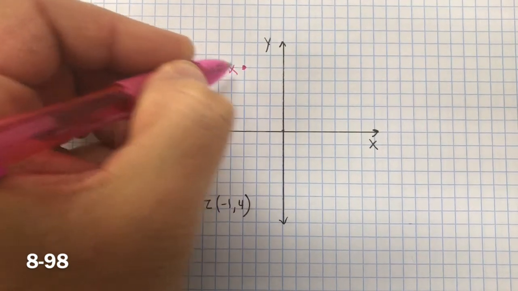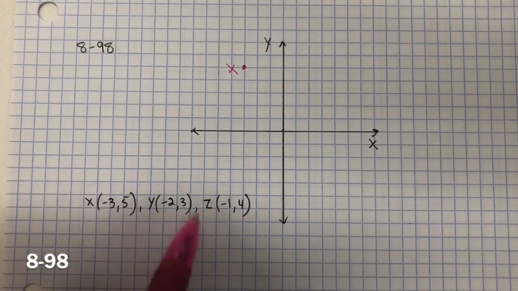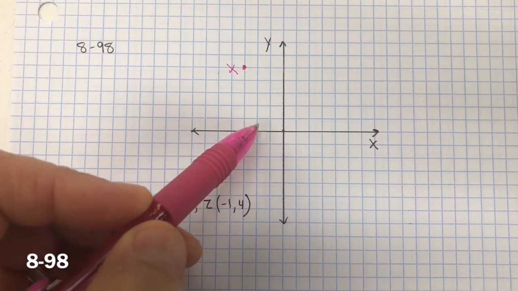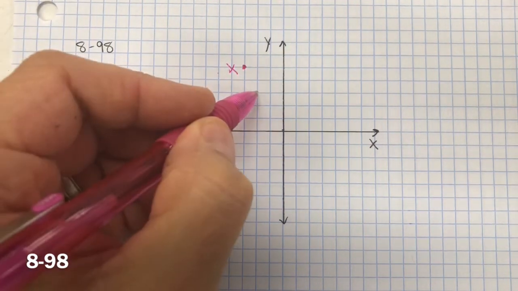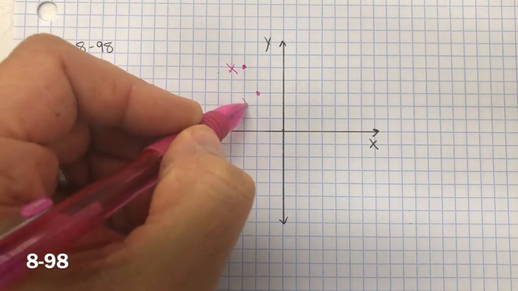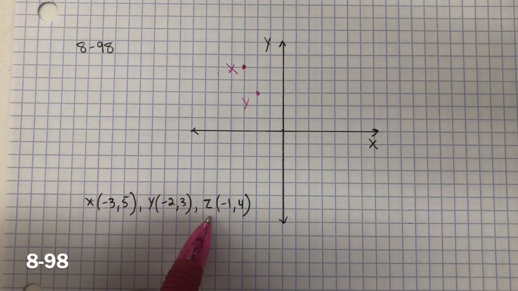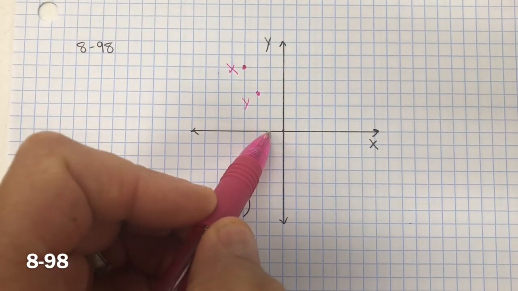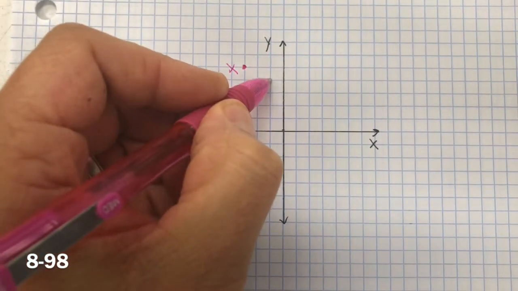So that's my X. Y is -2 on the x and +3 on the y, 1, 2, 3. Z is at (-1, 4): -1 on the x, 4 on the y.